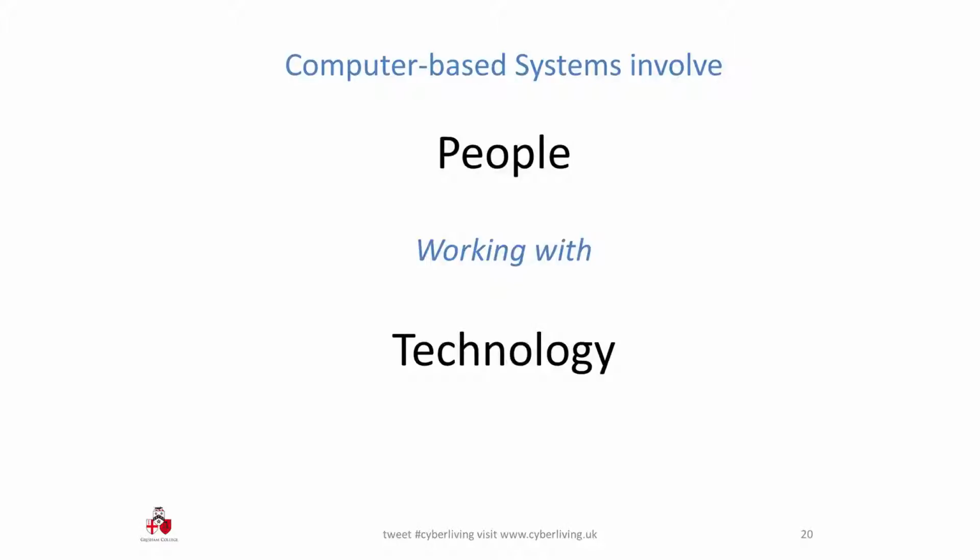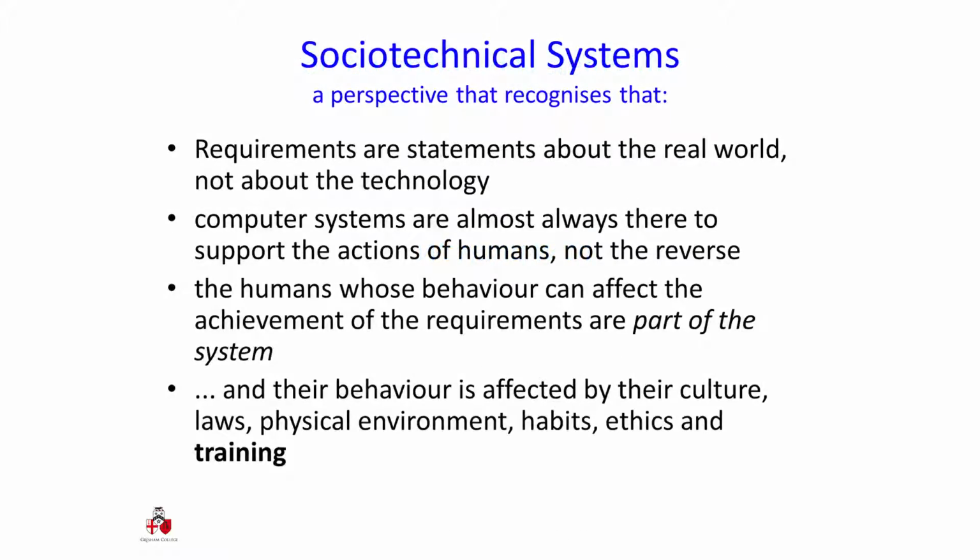So the lesson is that typically computer-based systems are both people and technology. And there's an academic and increasing industrial view that we need to take a socio-technical view of computer-based systems. That requirements and statements about the real world, they're out in the real world. What you care about is that airplane passengers get to their destinations safely, not some detail about the way that the avionics on the aircraft works. The requirements are actually part of the bigger system.